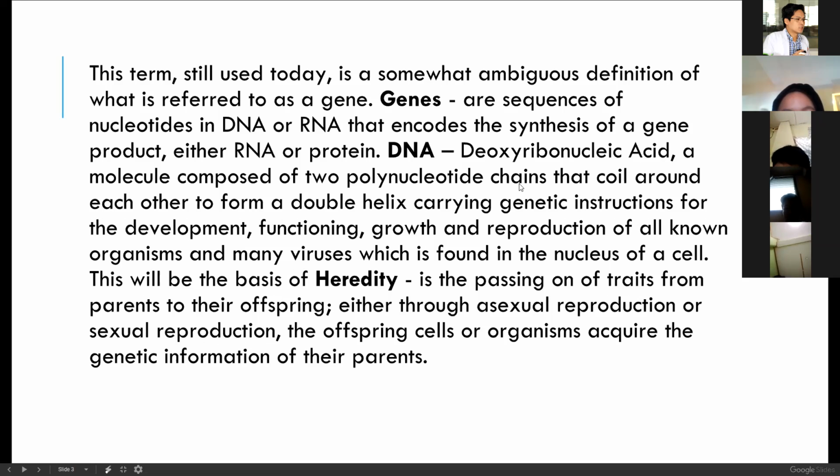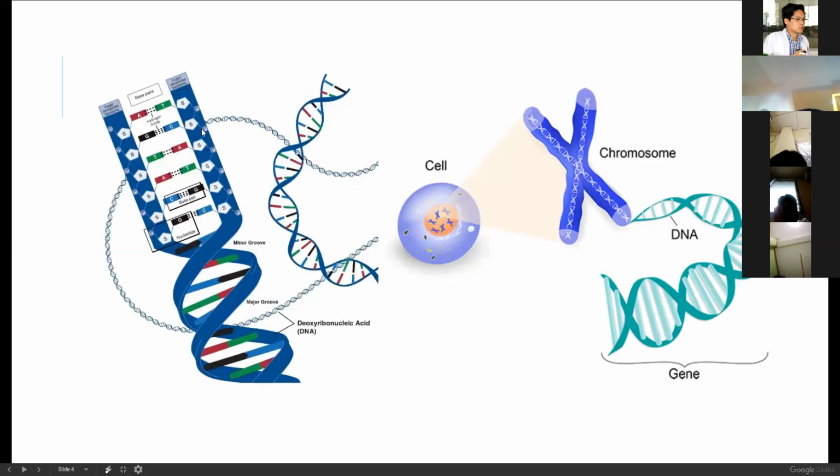Genes are sequences of nucleotides, DNA and RNA. DNA is deoxyribonucleic acid, which is the strands of your genes. These are the makeup of your genetic characteristics, composed of a double helix carrying genetic instructions. Your DNA can be found in the nucleus of the cell.